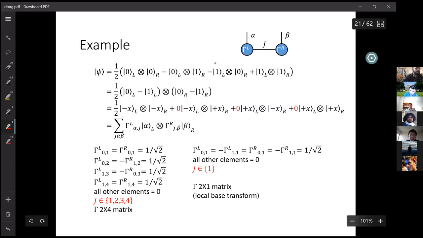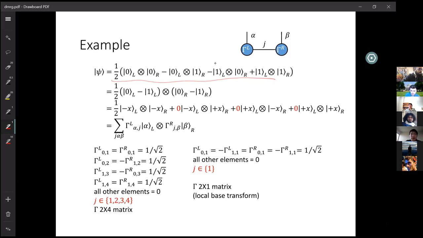Now, some of you may have already noticed that this wave function can be written in a very simple way. This wave function is actually not entangled, if you write it in the x basis, choosing the quantization axis to be x.